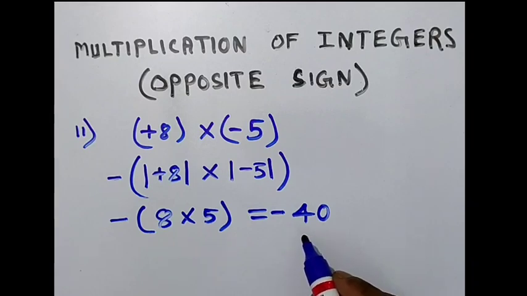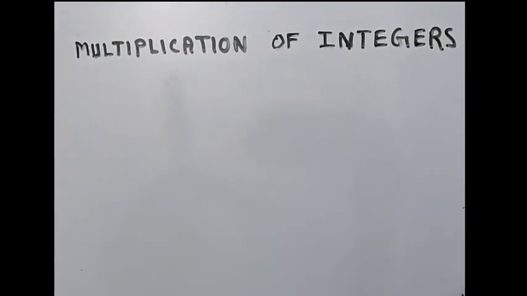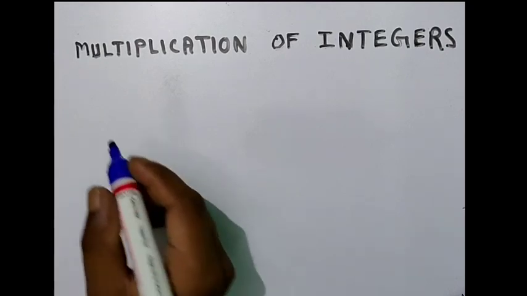So I hope you are clear with the multiplication of integers that have same and opposite signs. But what will you do when you have to multiply two or more integers? So let's take an example.